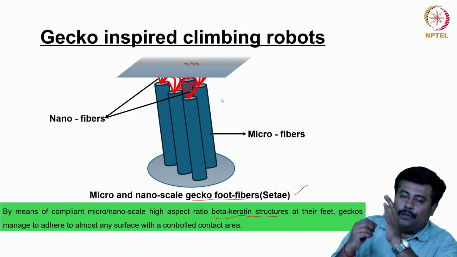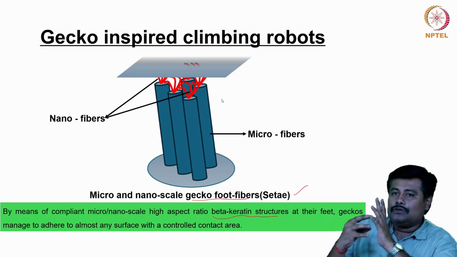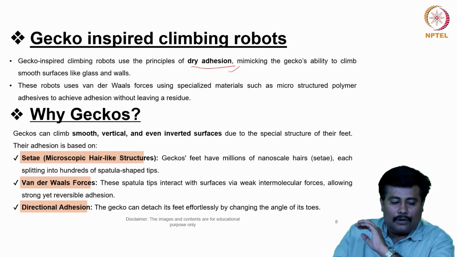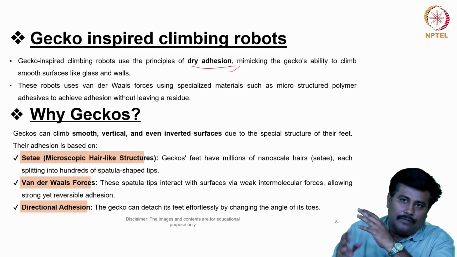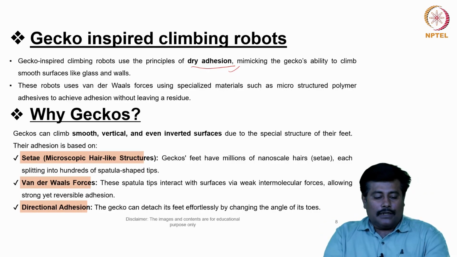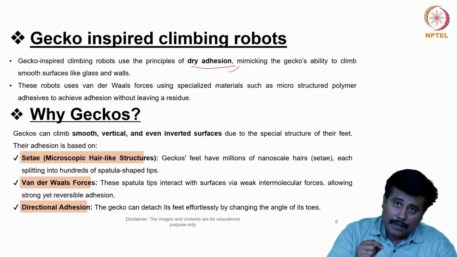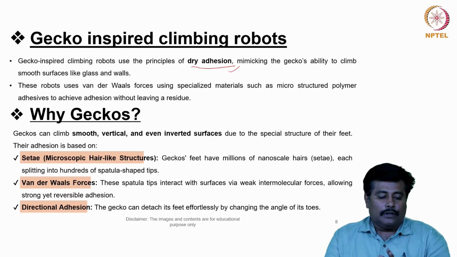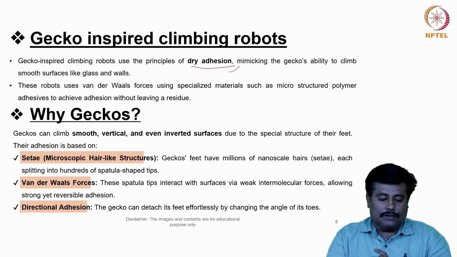If we need to mimic this structure, we may need to develop such structures so that we can have control over the adhesion and appropriately control the movement. One of the important mechanisms that provides this adhesion is van der Waals forces. These spatula tips interact with the surfaces via weak intermolecular forces, allowing strong yet reversible adhesion. This will allow the structure to be held.